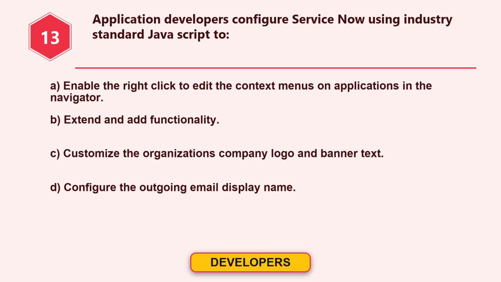Question 13. Application developers configure ServiceNow using industry-standard JavaScript to: Option A. Enable the right-click to edit the context menus on applications in the navigator. Option B. Extend and add functionality. Option C. Customize the organization's company logo and banner text. Option D. Configure the outgoing email display name.